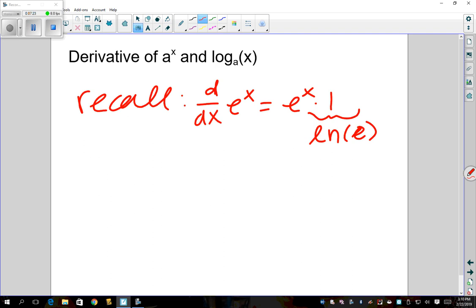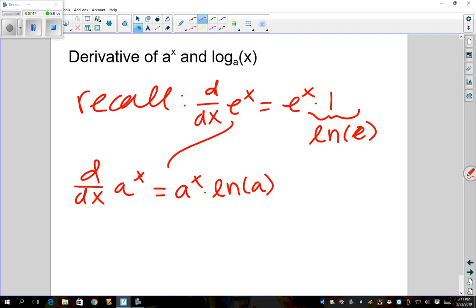And so the derivative of a to the x, where a is any number, is equal to a to the x times ln of that a. So this is our derivative rule for a to the x. So we can use this with any base a. We can see kind of how it works with e, because ln of e ends up being 1. So that's for our a to the x.